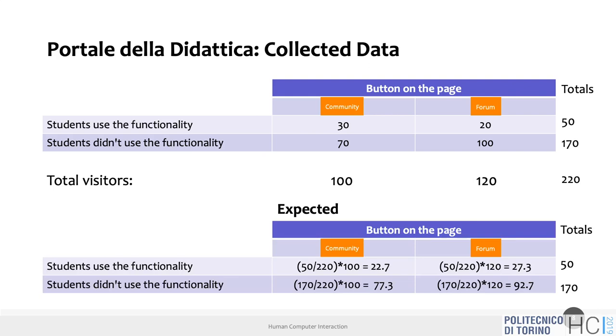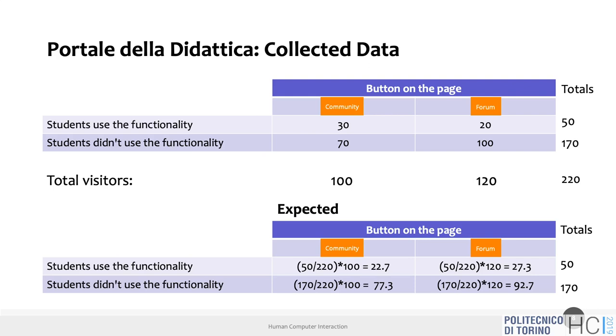50 is to x as 100 is to 220. That is the total in the first case. It's the proportion that you write in math in middle school or high school or whatever it is. So we want to fill the gap. We have 50, and we would like to discover another number that has the same proportion as 220, that is the total, is to 100, that is the expected total, the total visitors. So if we perform this computation, that is quite easy again, we have 22.7 students using the community functionality if the null hypothesis is exactly demonstrated, and 27.3 using the other button, and 77.3 and 92.7.